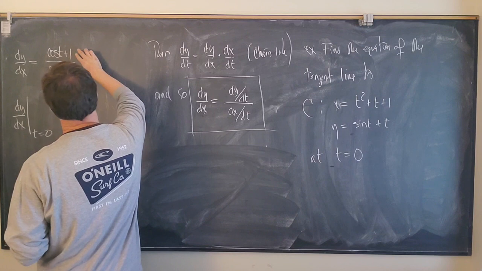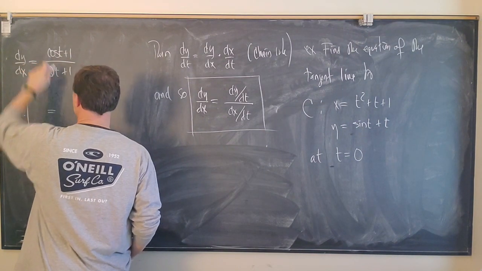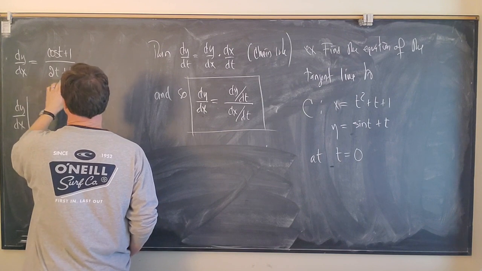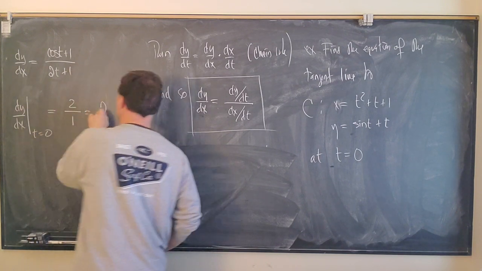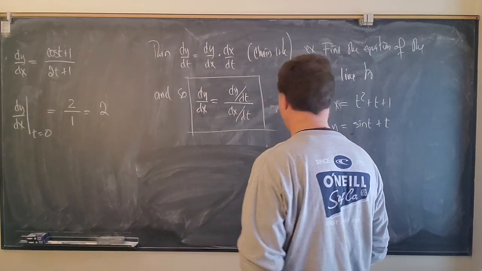So if I plug t equals 0 up here, that's going to give me a 2, and in the denominator it's going to give me a 1. All right, so we get a slope of 2. Now, this line, so there's the slope.